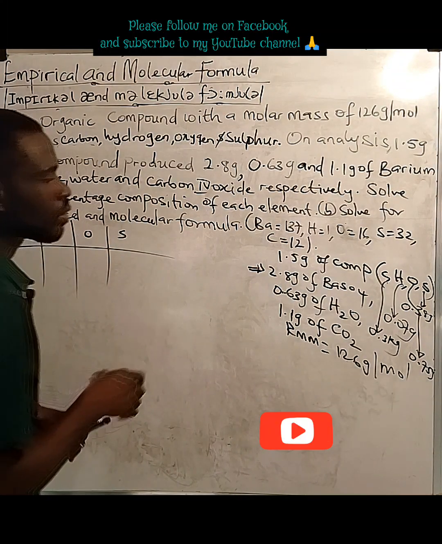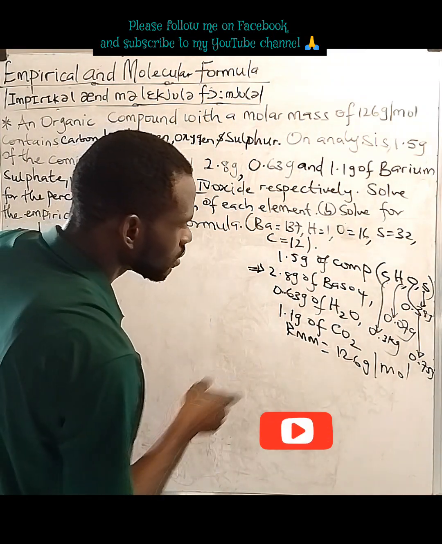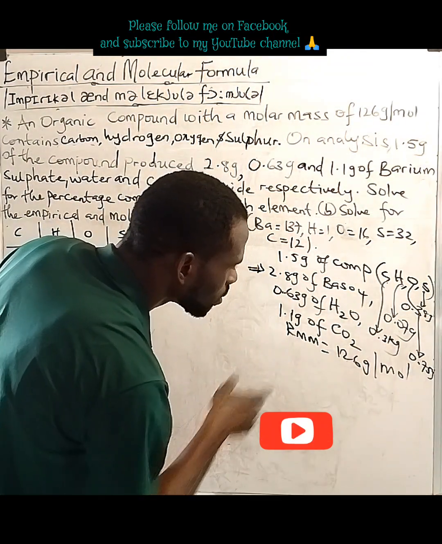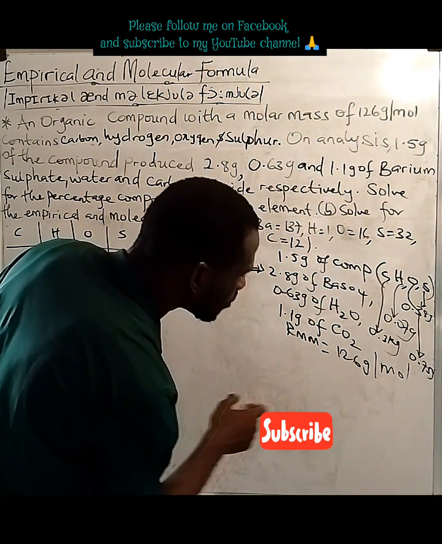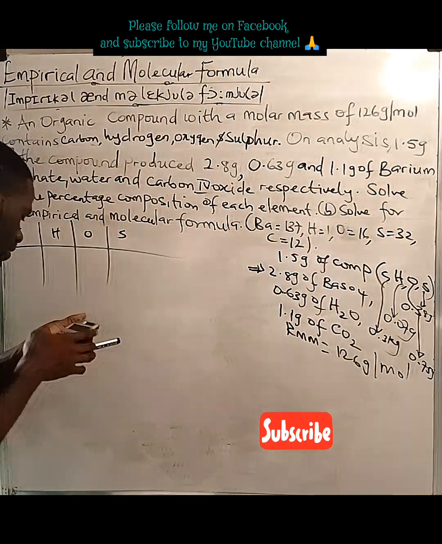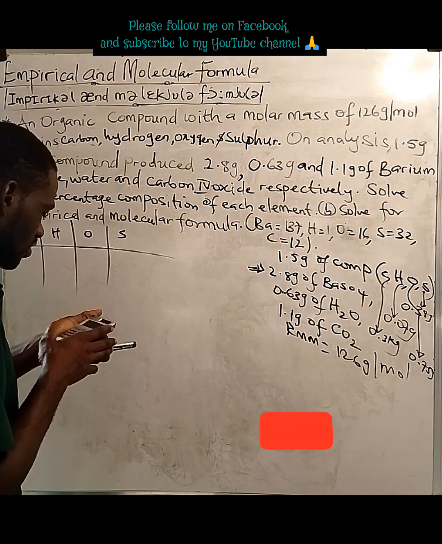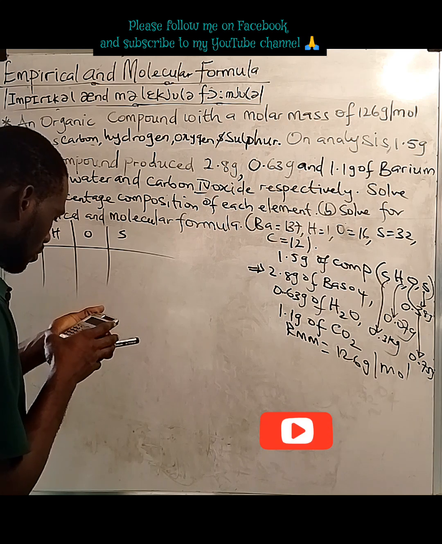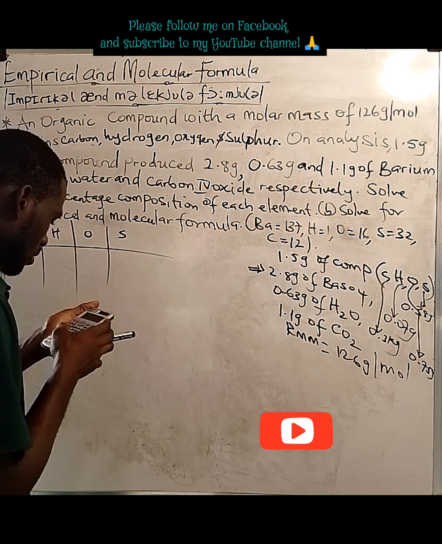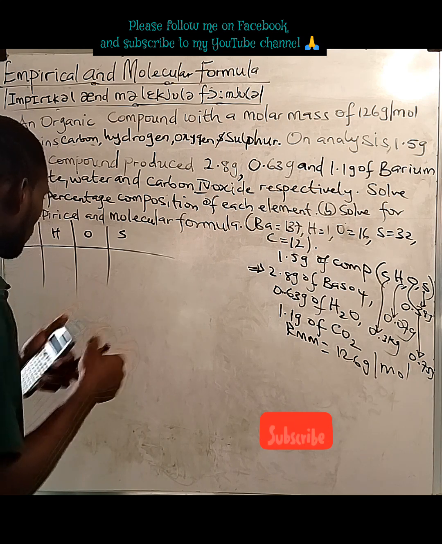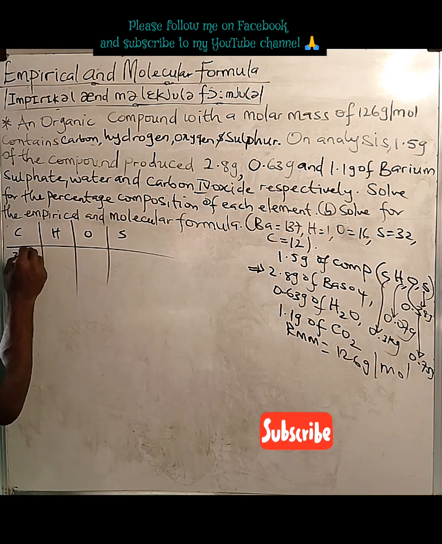Now, out of 1.5 gram, how many gram of carbon do we have? Out of 1.5 gram, we have 0.3 gram of carbon. So what's the percentage of that? That should be about 20%. So 0.3 out of 1.5 times 100 is 20%, very spot on.